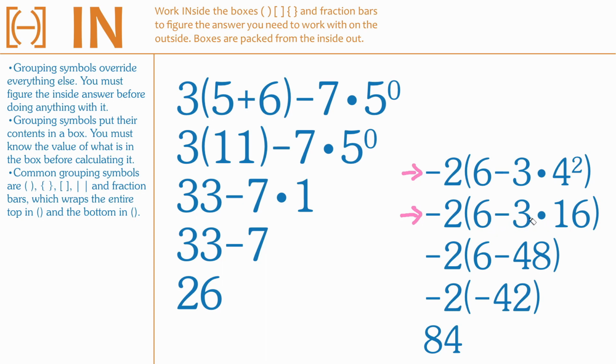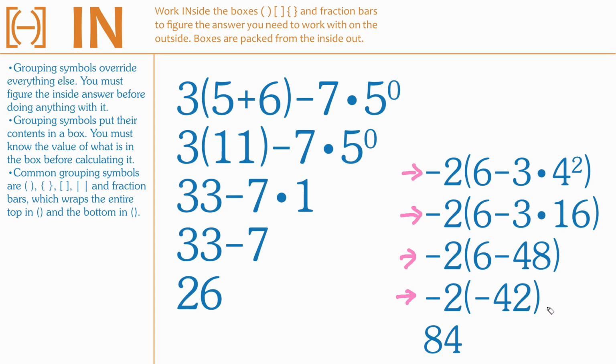So 6 minus 3, nope, because 3 times 16 has to happen first. So bring it down, -2 parentheses 6, minus 48, minus 3 times 16, minus 48. I'm still inside, and now I use inside COLT. Combine 6 minus 48 is minus 42. I'm done inside. Now I can come outside.